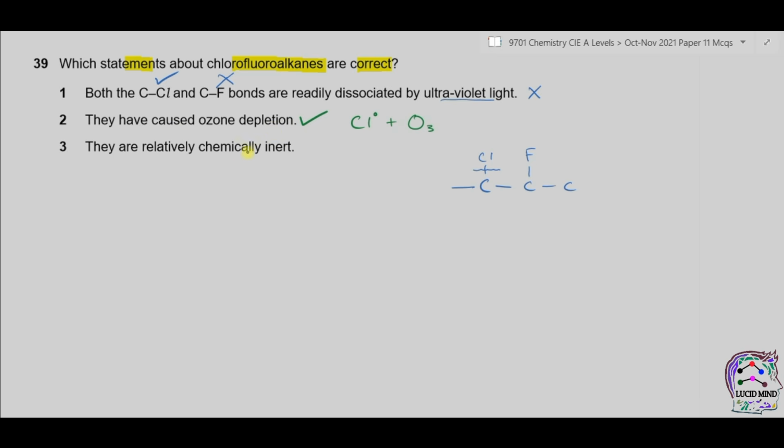Part 3, they are relatively chemically inert. This is also true because the carbon-chlorine and carbon-fluorine bonds are strong. We also have carbon-hydrogen bonds in chlorofluoroalkanes. So these are chemically inert bonds. As options 2 and 3 are correct, the answer is therefore C.